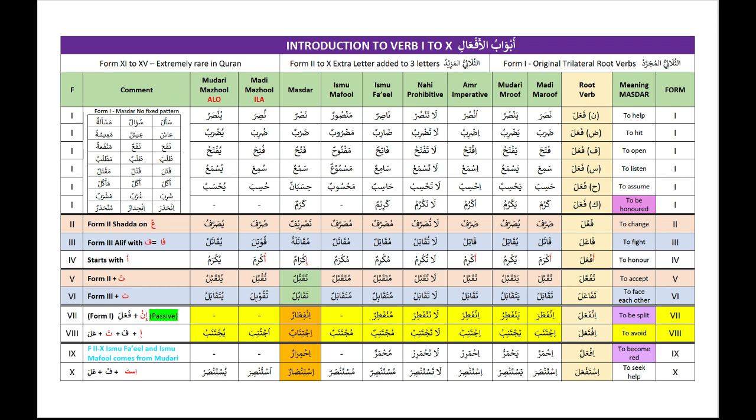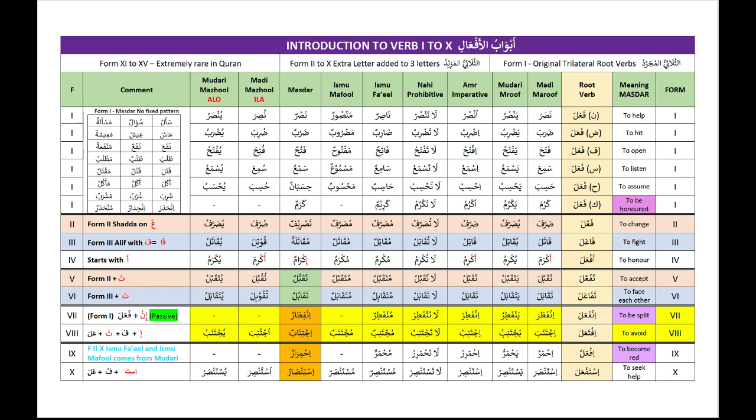Next is form 4, akrama. Akrama yukrimu akrim, la tukrim. Mukrimun mukramun, ikramun ukrima yukramu. Next example is form 5, taqabbala. Taqabbala yataqabbalu, taqabbal la taqabbal. Mutaqabbilun mutaqabbalun, taqabbulun tuqubbila yutaqabbalu.